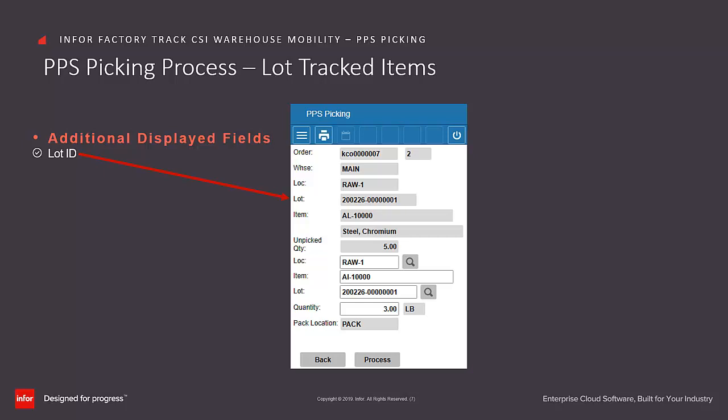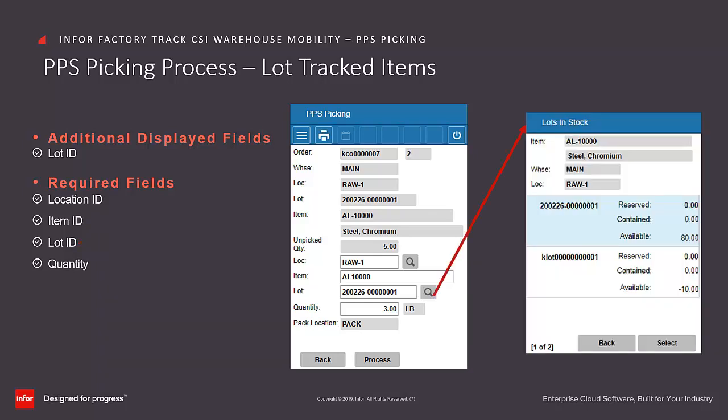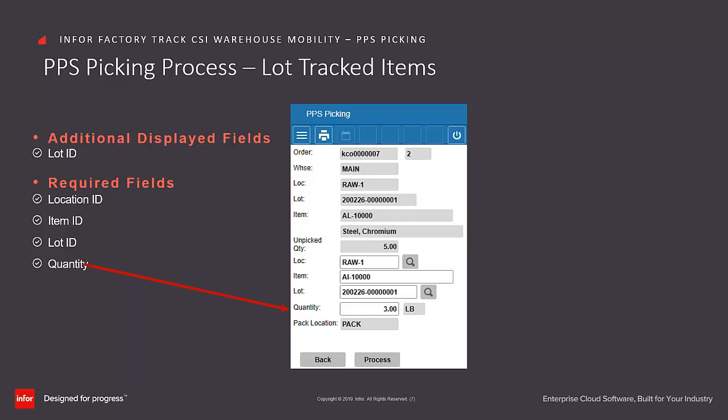The PPS picking process screen displays the additional lot ID associated with the items to be picked. We can then enter, scan, or search and select the location ID to confirm that the items are being pulled from the proper location. We can then enter or scan the item ID to confirm that the correct item is being pulled. We can then enter, scan, or search and select the lot associated with the items being picked. This field is displayed for entry only if the confirm lot parameter is set on the transaction set maintenance form. We then enter the quantity of the items that are being picked against the request, and then we click on Process to continue with the processing.